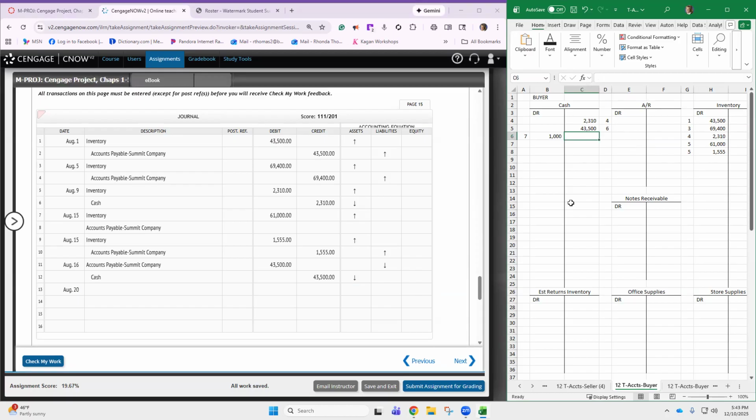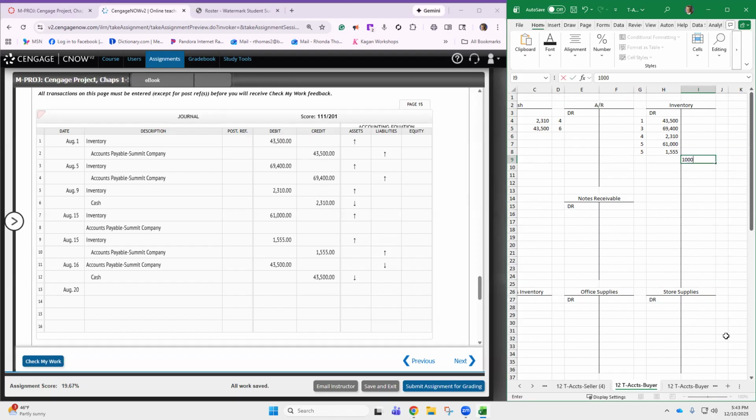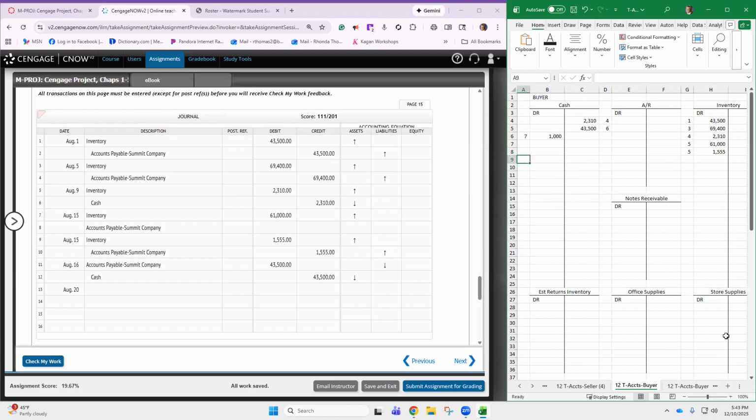We've been putting it in inventory, have we not? So if we're getting a refund for something that was defective, we're probably going to throw it away. So we can't sell it, but we're going to take the $1,000 out of inventory because there's $1,000 worth of inventory that's no good, right? And we have to offset that $1,000 debit when we get that check.